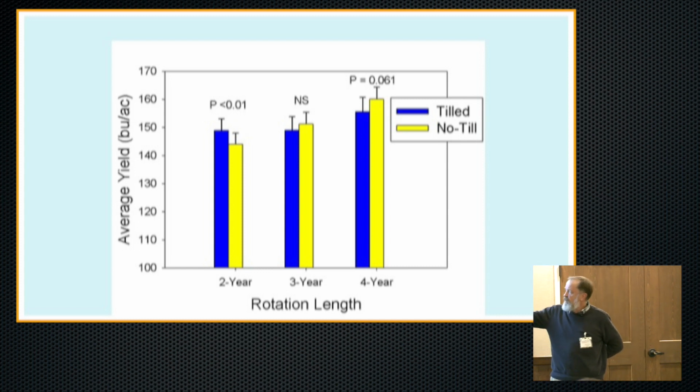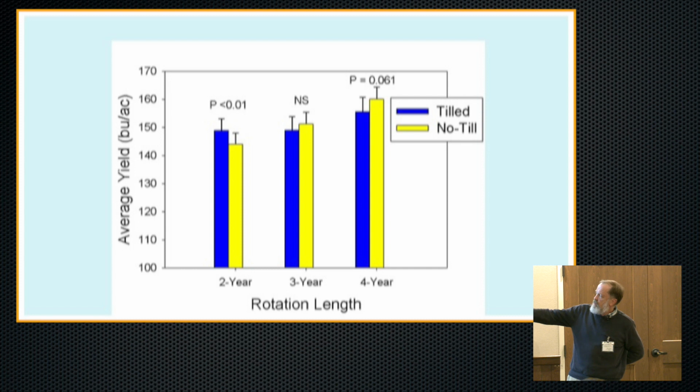So what's happening here is in this 2-year system, we're not getting enough time for the corn stover to break down, and the residue is carrying over diseases. And the tillage buries the residue, breaks it down faster, and so we see a response to tillage in that situation. We lengthen the rotation out. 3 years, they're equal. 4 years, the no-till is better.